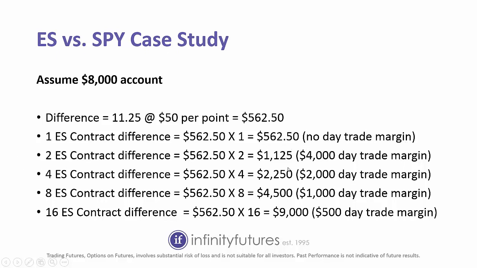If you were going to apply a $4,000 day trade margin, if your broker let you do a $4,000 day trade margin, then you'd be able to do two contracts of the ES. 2 times 4,000 equals 8,000, and that would have either made you or lost you $1,125. With a $2,000 day trade margin, you would have had 4 contracts, so 4 times 562.50 is $2,250. With a $1,000 day trade margin, you would have had 8 contracts for $4,500 for the range, and with a $500 day trade margin, you'd be able to do 16 contracts for a $9,000 range.